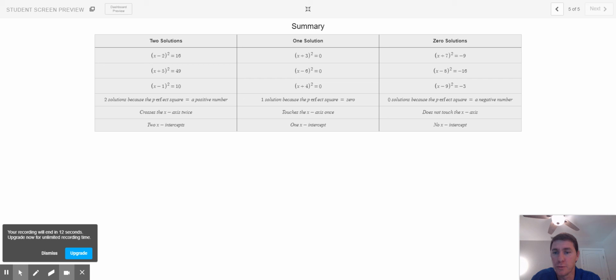So here's a summary for you. There are two solutions when the other side of the perfect square is a positive number. There's one solution when the other side of the perfect square is 0, and there's no solution when it equals a negative number.